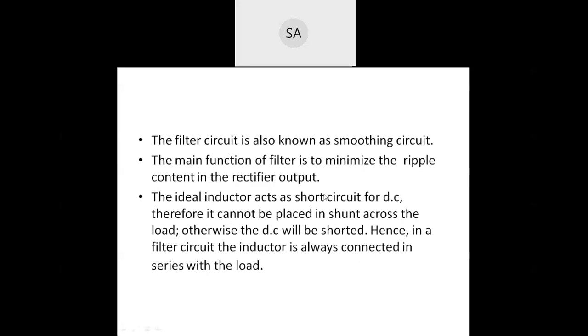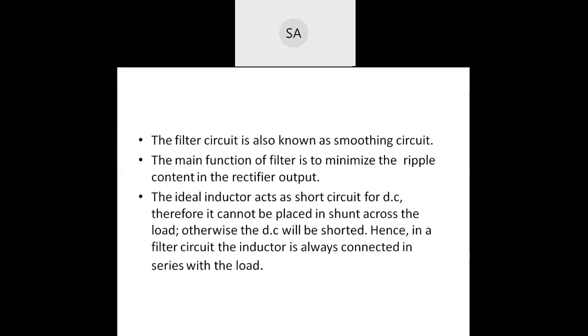Next, the filter circuit is also known as a smoothing circuit, which removes the ripples. We already discussed that. The main function of the filter is to minimize the ripple content in the rectifier output. It almost removes the ripples.